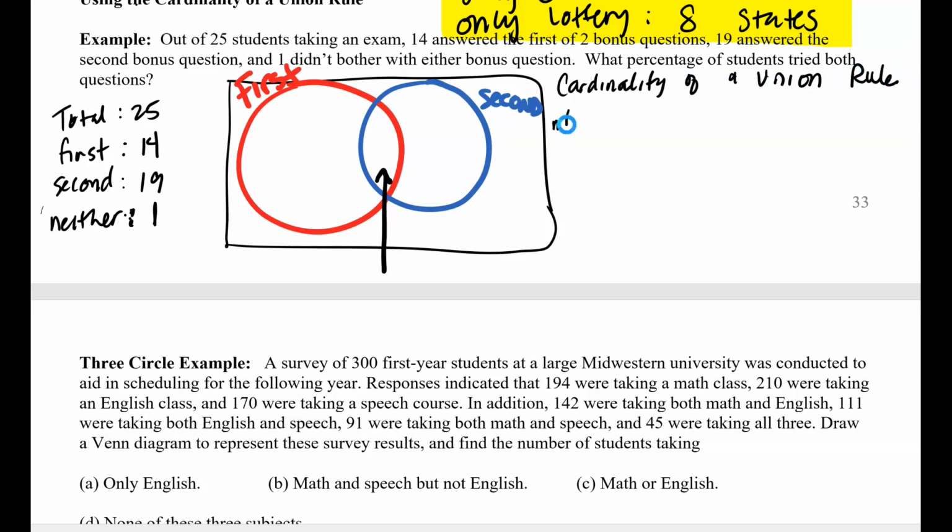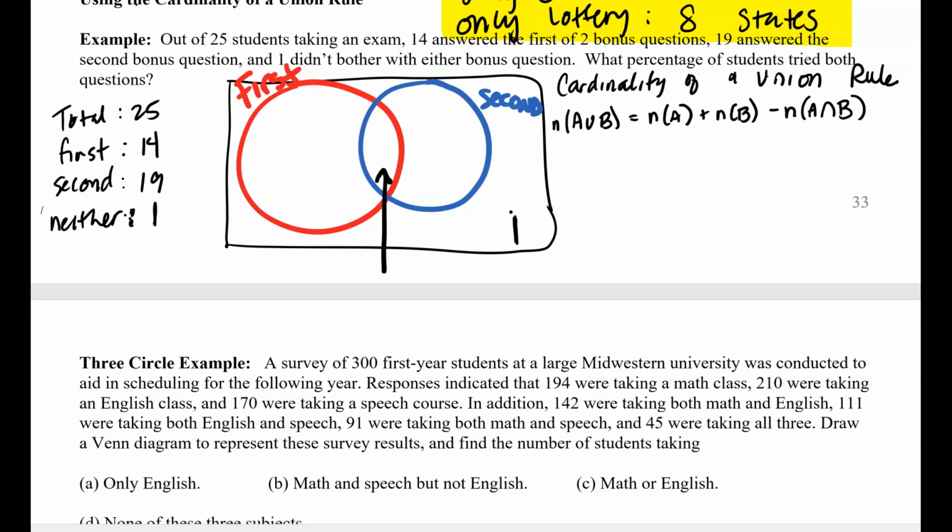So the number of elements in A union B is equal to the number in A plus the number in B minus the number in both, A intersect B. So let's write down what we know here. Oh, I forgot this part. The one that neither number, I can put that in the diagram. If I have one student that didn't answer either of them, then I can put that one on the outside. So I can definitely do that.